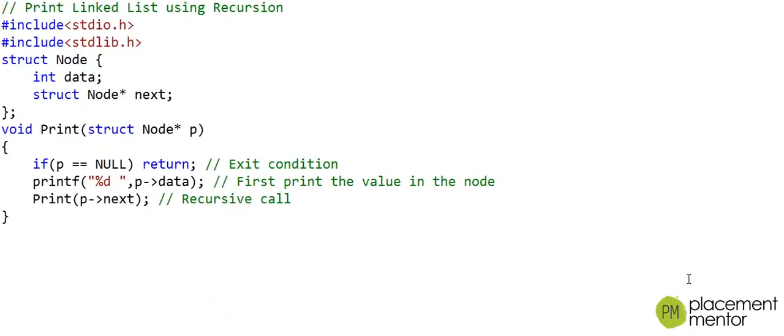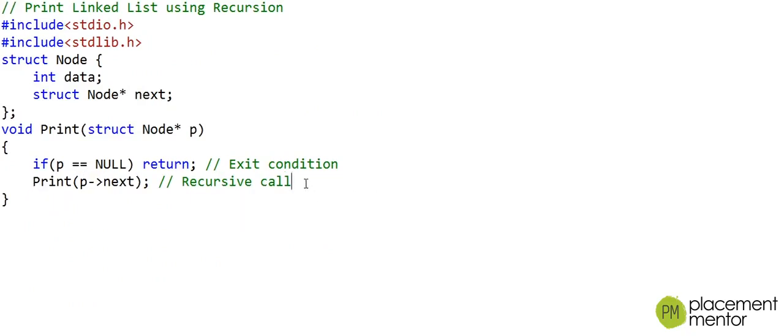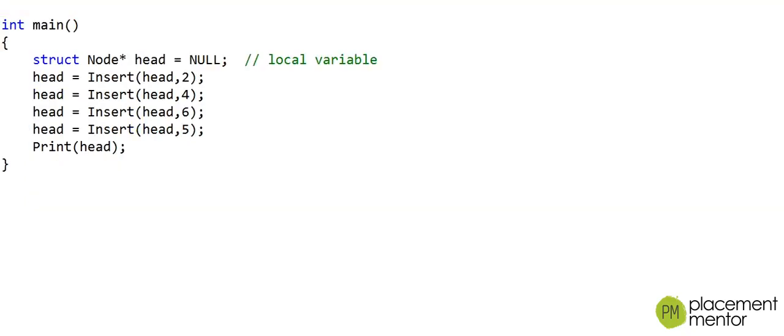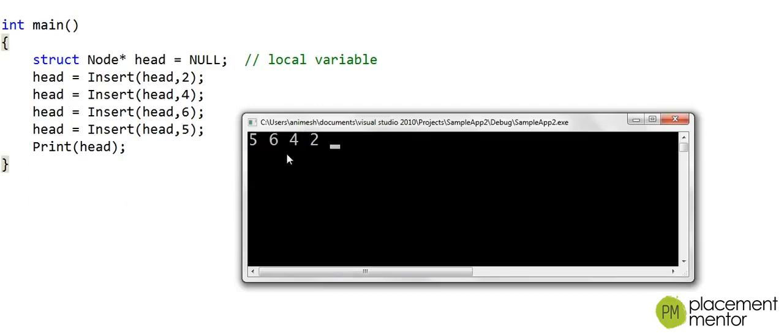Now I'll make one slight change in the print function. Instead of printing the value in the node and then making a recursive call, I'll first make a recursive call, and then when the recursive call finishes, I'll print the value in the node. And I'll not modify anything else in the code. The main method will remain the same. And if we run this code, we can see that the elements in the list are printed in reversed order. So we just implemented the reverse print function that we had talked about.